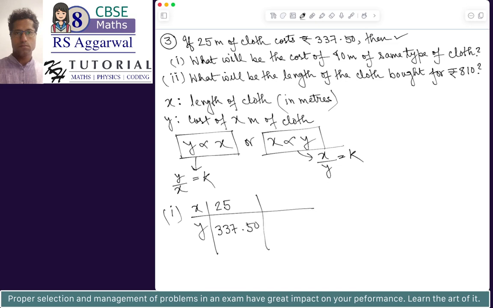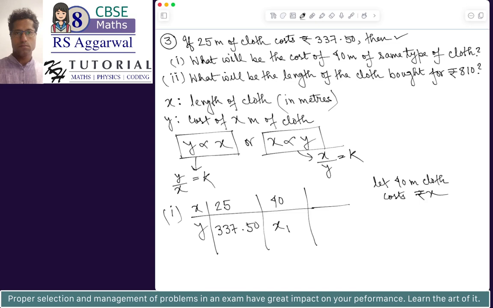Let's tabulate another set of values. If we assume, what will be the cost of 40 meter of same type of cloth, let's say we are assuming the cost of 40 meter of cloth will be x1. So let's say for part 1, let 40 meter cloth cost rupees x. So this is the one assumption we are making.